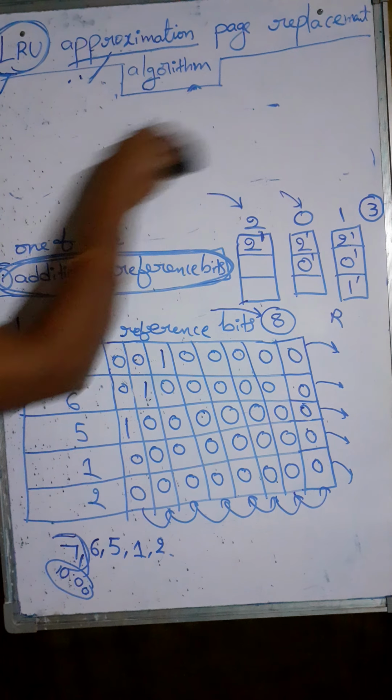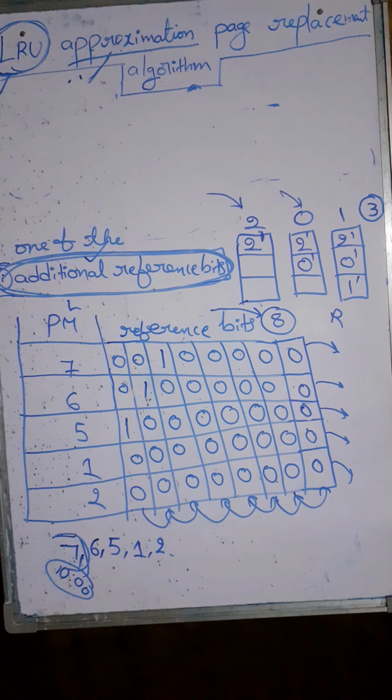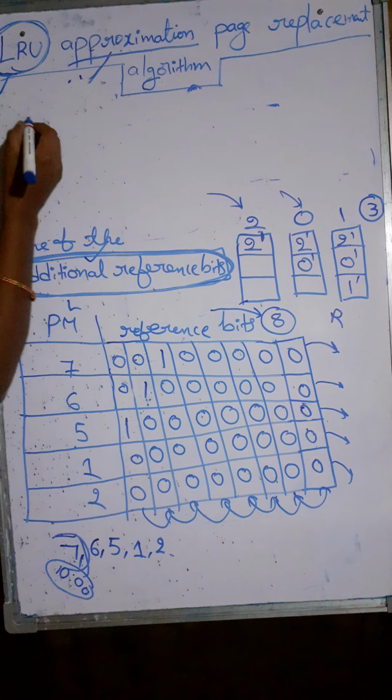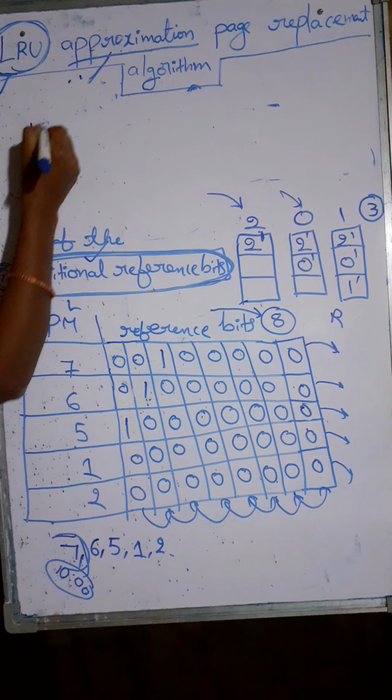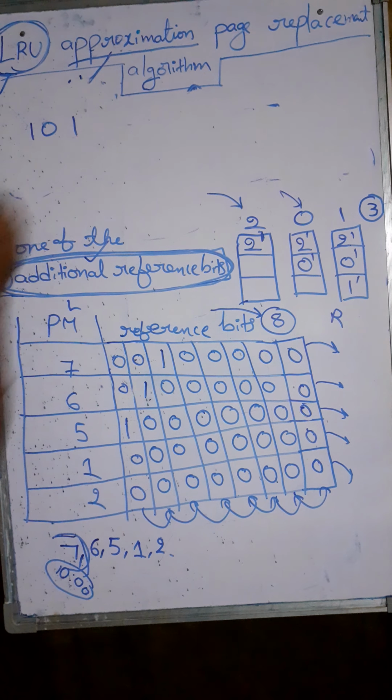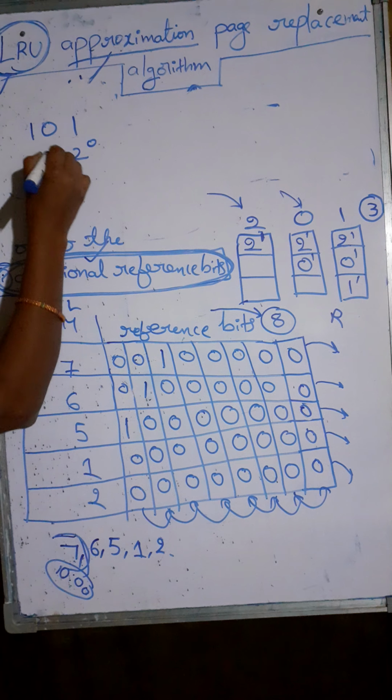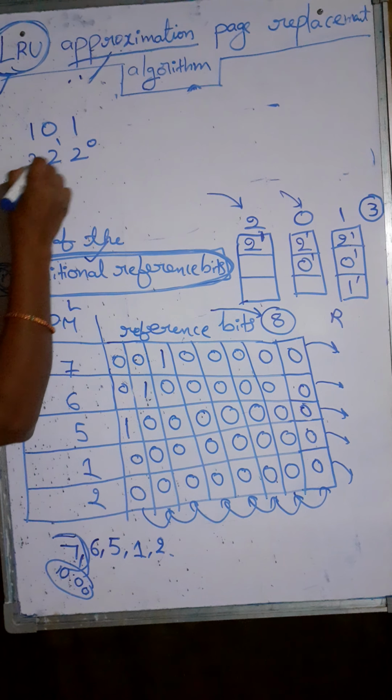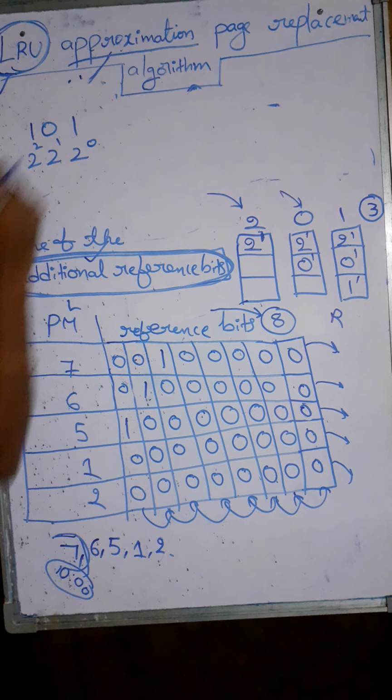For each binary value, this is the binary data, right? For each binary data, we should calculate the decimal value. How to calculate the decimal value? For example, let us assume that this is the binary value. Then how to calculate the decimal value? So here you will write 2 power 0, 1, 2. Let us assume that this is the case.